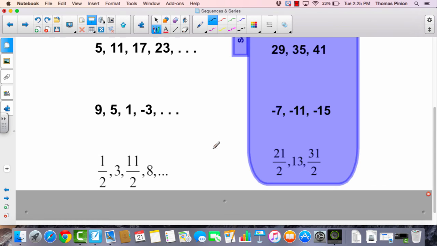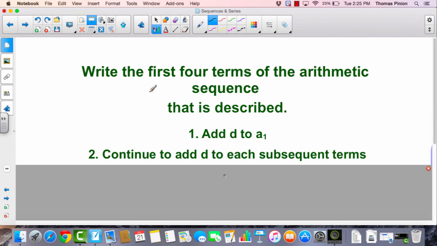Now here this looks a little trickier, but remember the common difference was 2.5, okay, or 2 1/2. So 8 plus 2.5 is 10.5. 10.5 plus 2.5 is 13. And 13 plus 2.5 is going to be 15.5, which is 31/2. Now we're going to write the first 4 terms of an arithmetic sequence that is described.